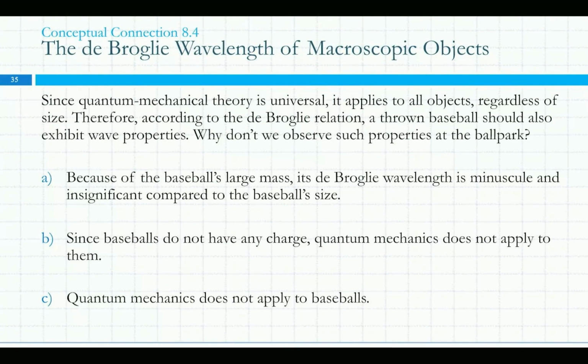Okay, quantum mechanical theory is universal. And I think I brought this up at the beginning of this chapter, that these weird properties of subatomic particles are the particles that make up everything. So why is it that we have a distinction between these subatomic particles, which can have wave-like and particle-like properties, but they don't apply to everything else? So this thrown baseball should exhibit wave properties, but why don't we observe that? Why don't we see the baseball act like a wave?